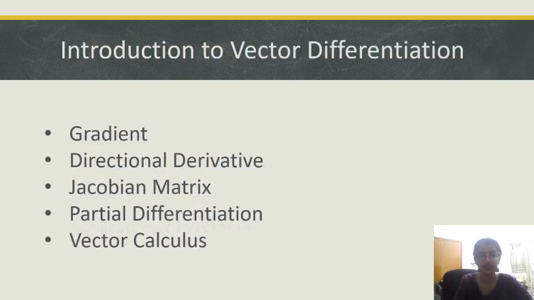Introduction to vector differentiation. Vector differentiation is a fundamental concept in mathematics that plays a crucial role in various fields such as physics, engineering, and computer science. At its core, vector differentiation involves the process of determining how a vector field changes at different points in space. This process is crucial for understanding the behavior of physical systems and for developing mathematical models to describe them.